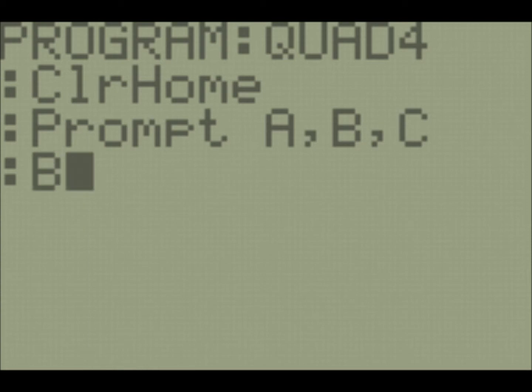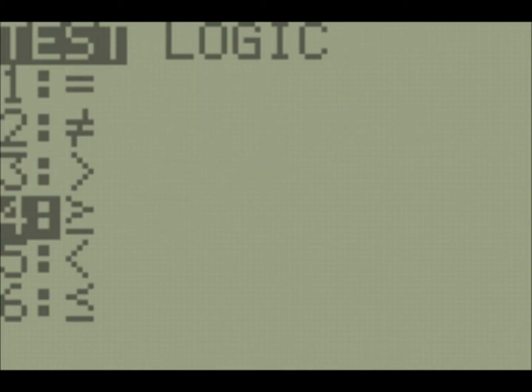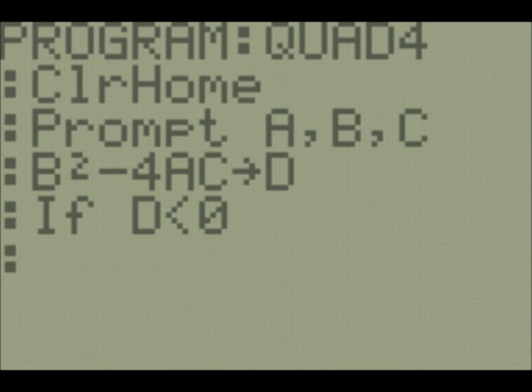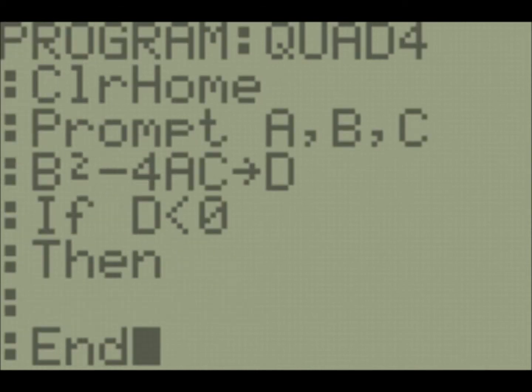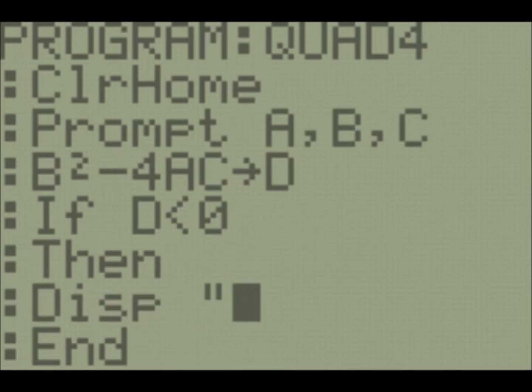So it's going to be b squared minus 4ac. We're going to store that into our variable d for discriminant. And now if our discriminant is less than 0, which, like we discussed, means that we have no real solutions, then, and let's put in an end here, we want to display no solutions.